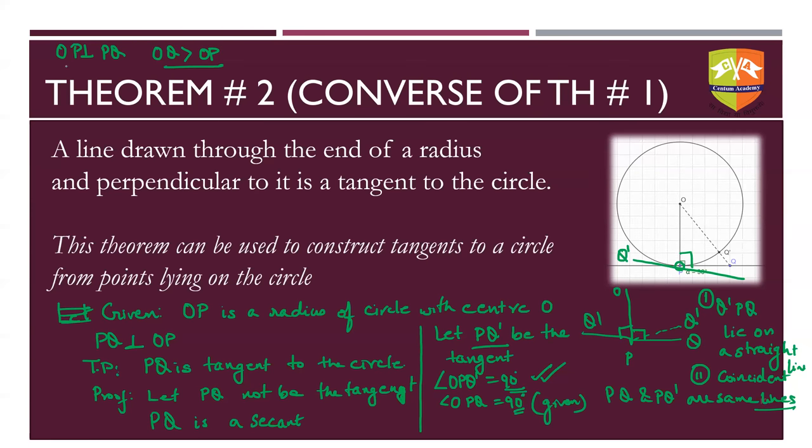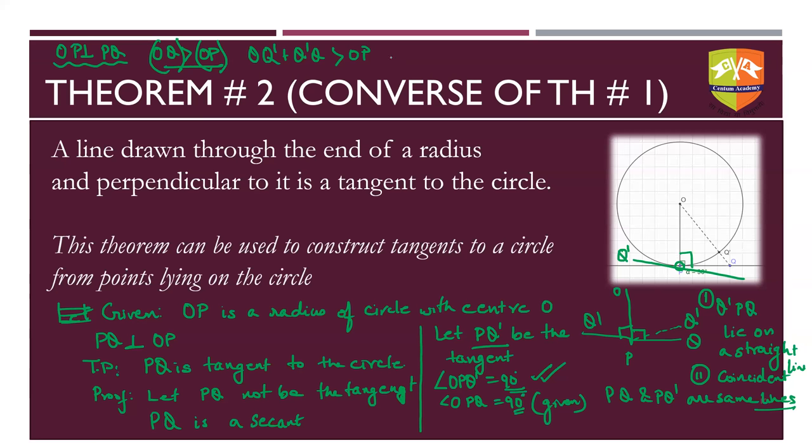Once again, follow the proof. It is given that OP is perpendicular to PQ. Hence, OP is the shortest distance. Then any other point on that line will be greater than OP. So OQ will always be greater than OP. When that is there, that means for every other point, OQ dash plus Q dash Q is greater than OP.